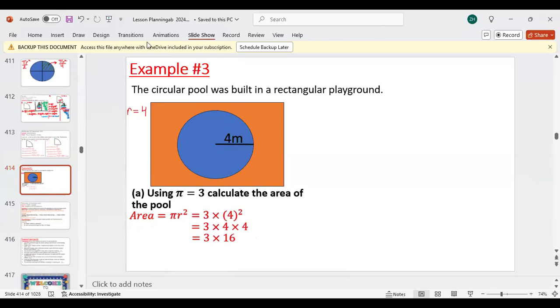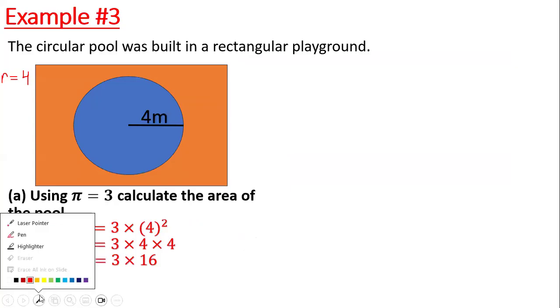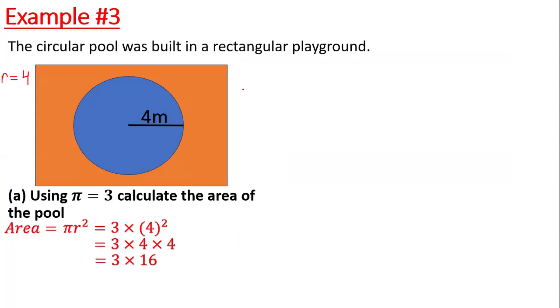Let's multiply. So it's going to be 16 multiplied by 3. We say 3 times 6 is what? 18. Put the 8 down, put the 1 up. 3 times 1 is 3, plus 1 is 4. So the answer is what?